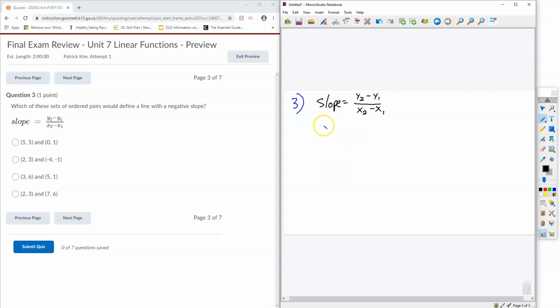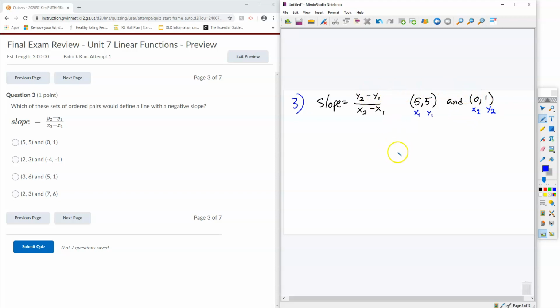So, I'm going to do the first one. So, 5, 5, and 0, 1. All of this should be done on paper, or just any sheet of paper with a pencil, marker, pen, whatever you want to use. First thing to do is label. x, y, x, y. Since 5, 5 came first, let's put that as our 1s, x1, y1. And since 0, 1 came second, let's use those as our 2s.